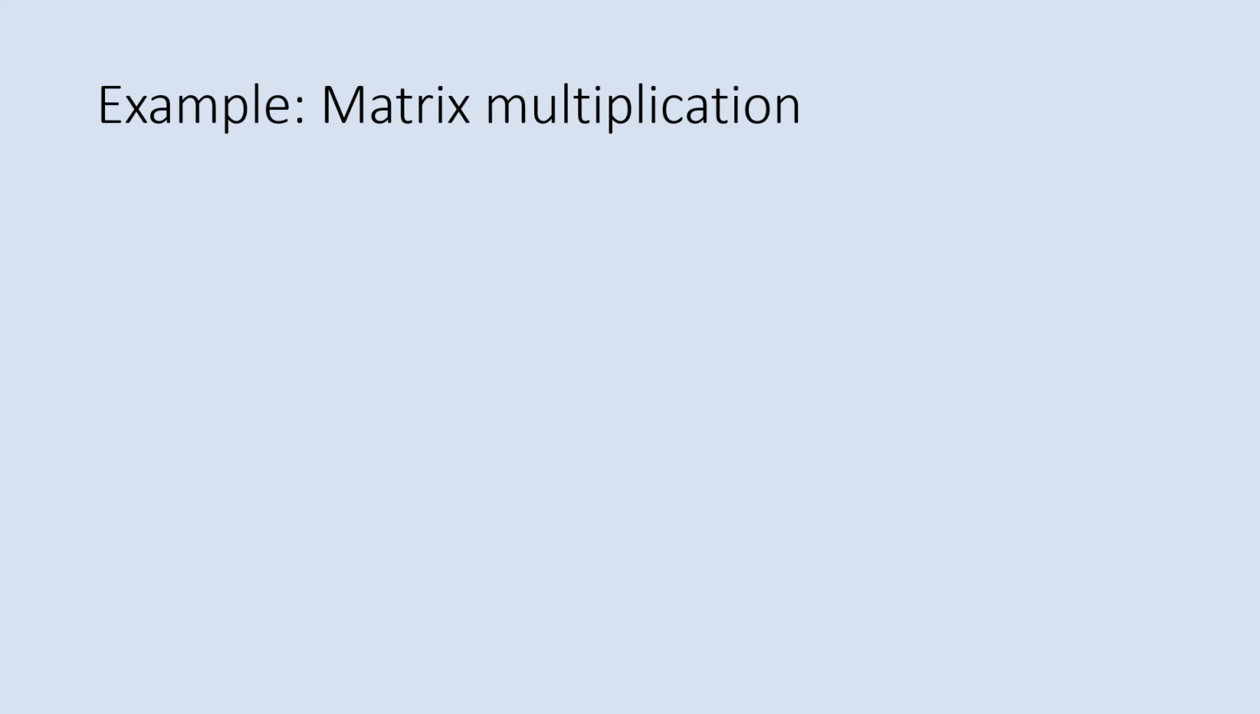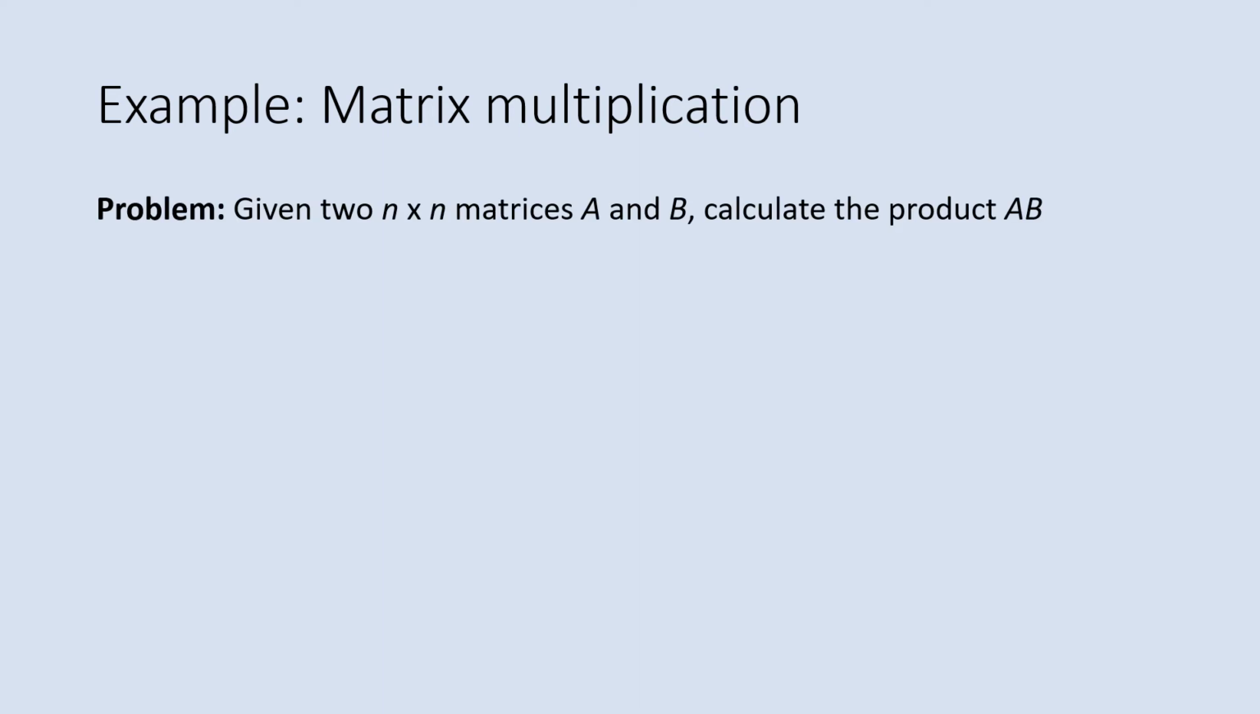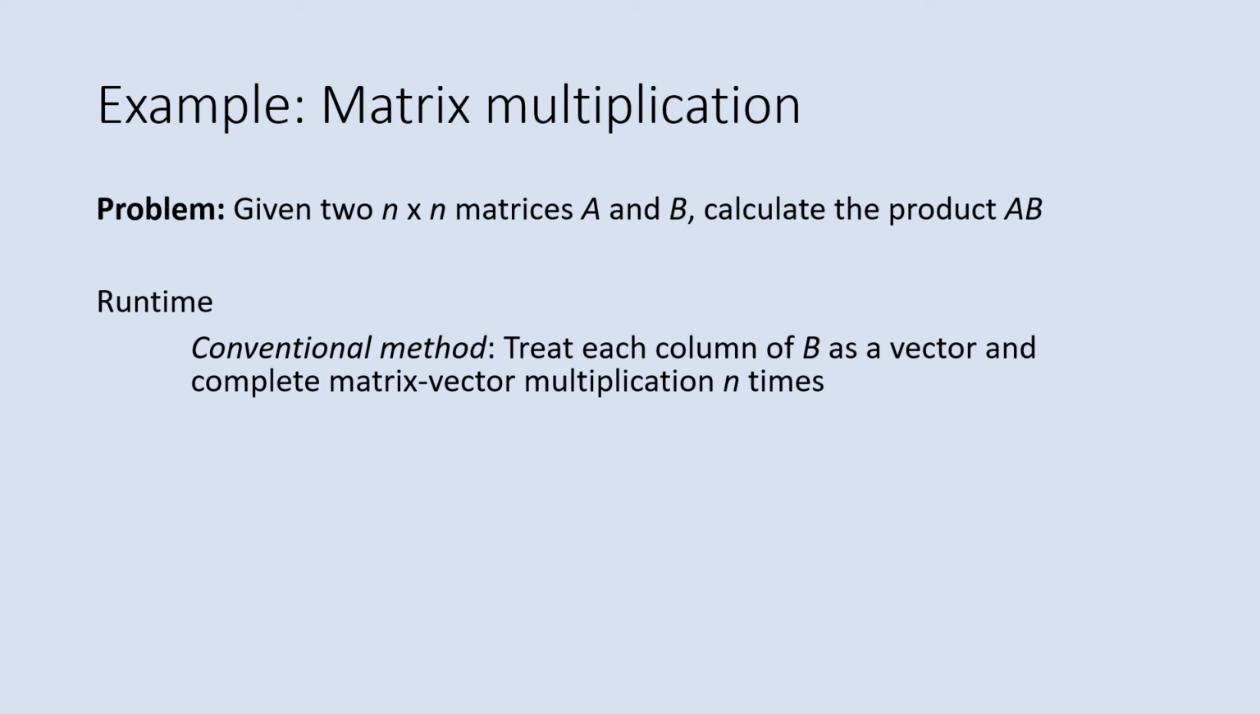If we just look at regular matrix multiplication, again, keeping these matrices squared, though they don't have to be as long as the appropriate dimensions match, but just for the ease of analysis, we calculate the matrix product. We would treat each column of B as a vector and complete the matrix vector multiplication n times. And so in this case, the conventional algorithm is theta of n cubed.